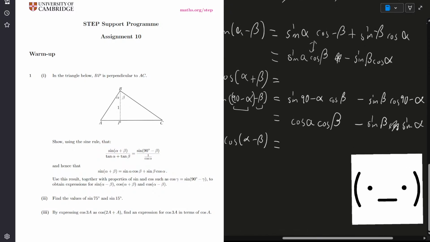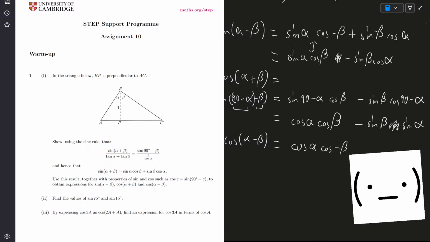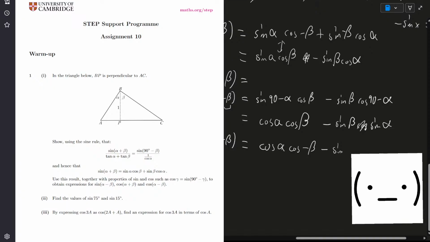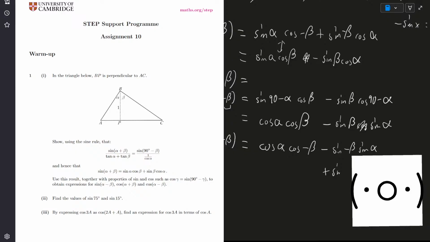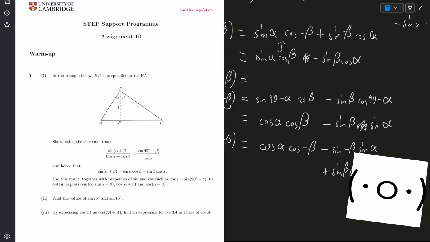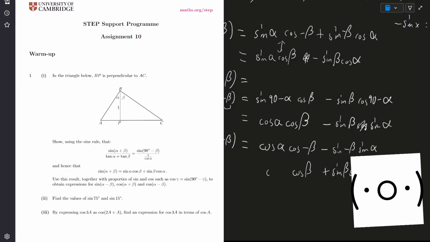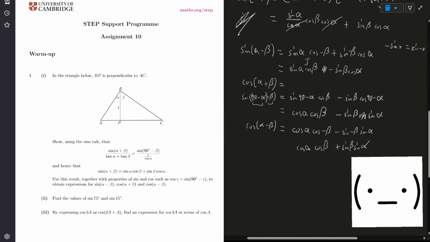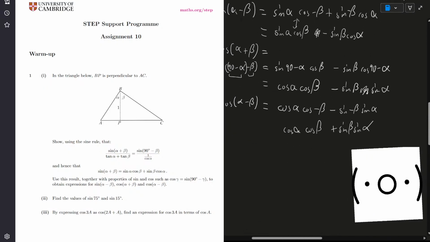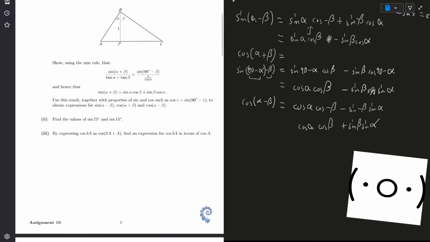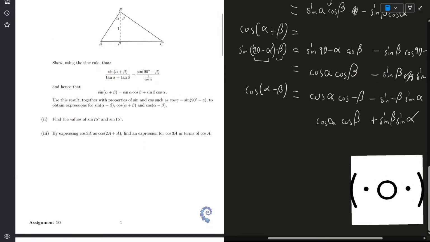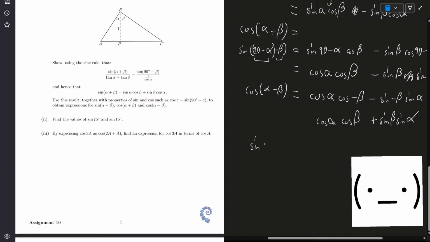So next up is simply plug it in once more and obtain easily the result. Again, with the odd and even functions, cosine alpha, cosine beta plus sine beta sine alpha is our answer. Great. So now let's find sine 75.